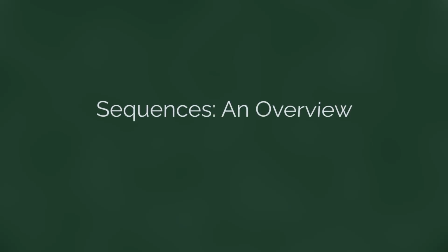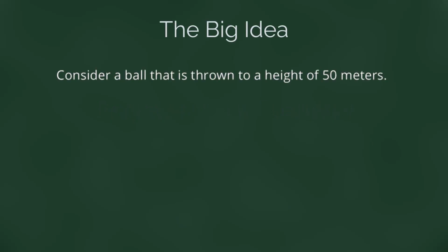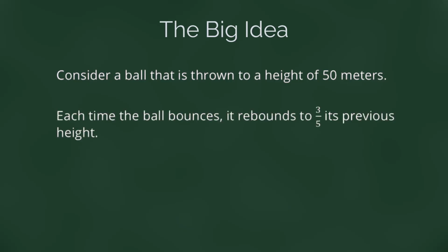In this video, we're going to take a look at sequences and establish an overview of the vocabulary and main ideas regarding them. To motivate this discussion, let's consider a ball that is thrown in the air to a height of 50 meters. Now imagine that this ball exists in a place where there's no friction, so that every time it bounces, it's going to rebound to 3/5 its previous height.